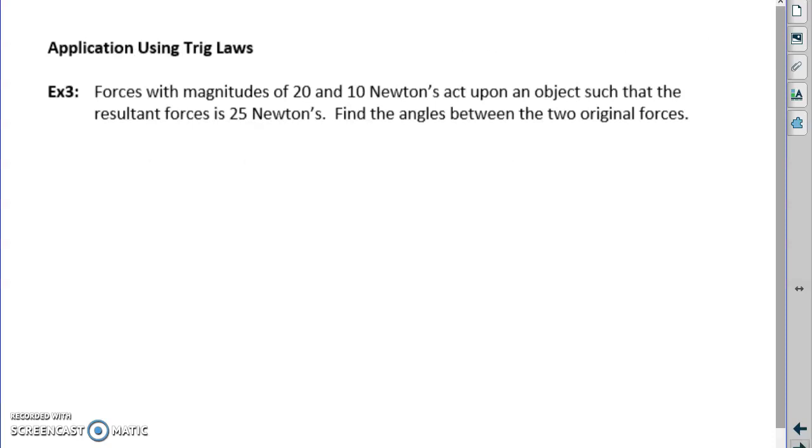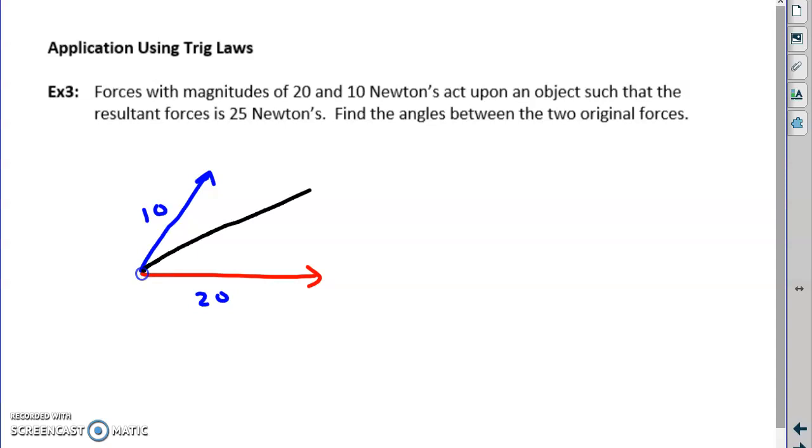Force vectors of magnitude of 20 and 10 newtons act upon an object such that the resultant force is 25 newtons. A little different. We're going to see what tools in our toolbox are available. So we're going to put this 20 at 0. We're going to put this 10 up here. And we know the resultant is 25. Well, we actually know a couple things.